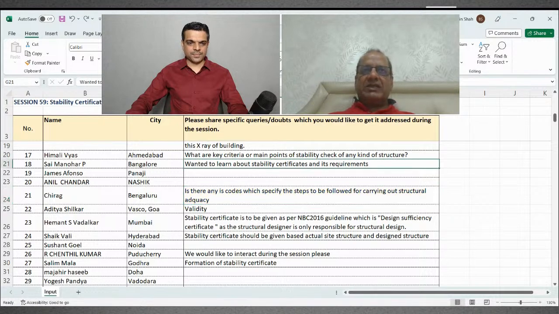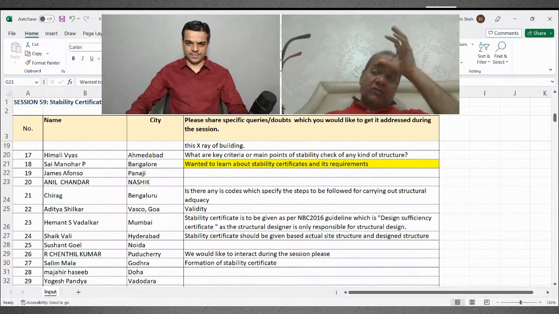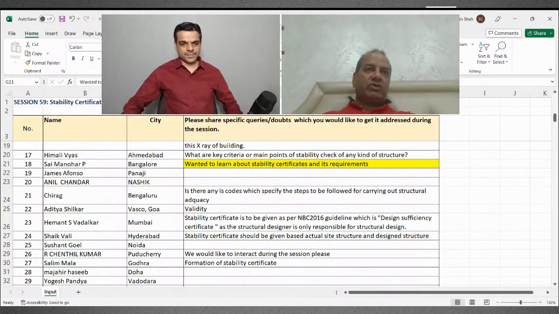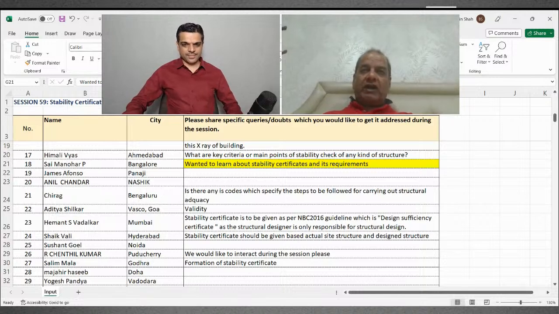In a simple sentence, if you have designed a structure, whether it has been constructed according to that or not, that's a separate question. So you can always say that I hereby certify the stability of this structure designed according to so and so IS codes under the following additional parameters.